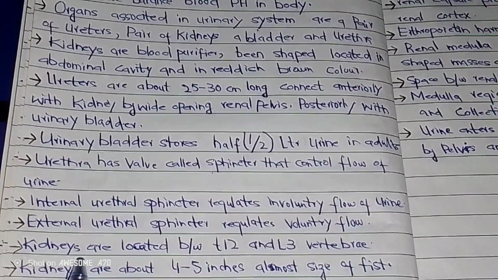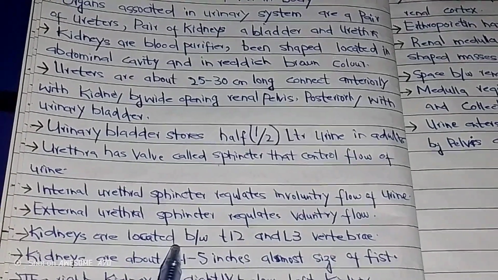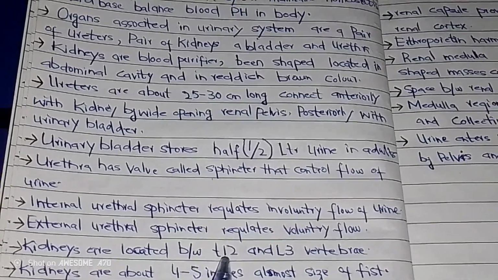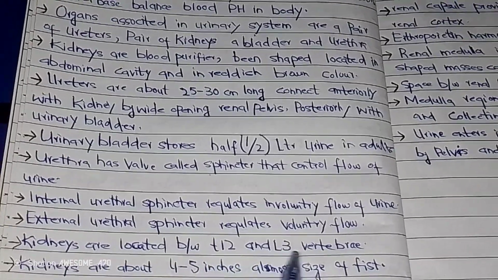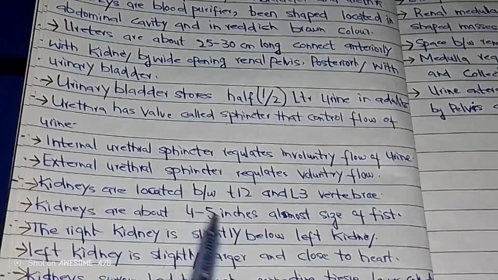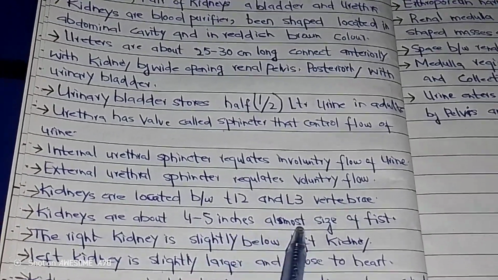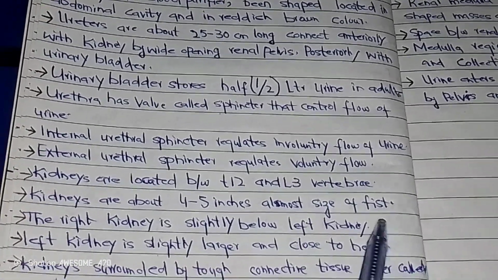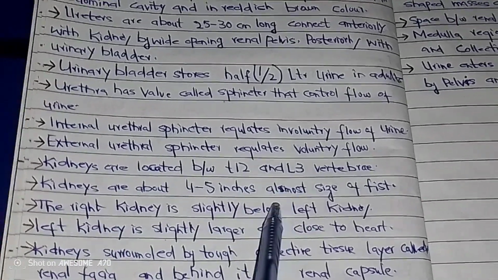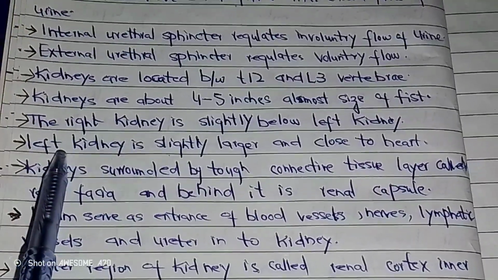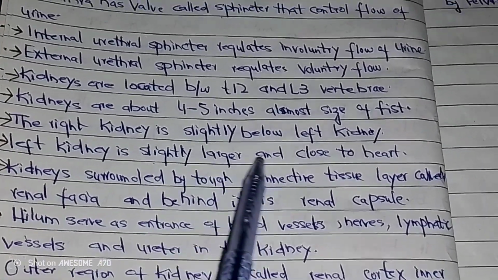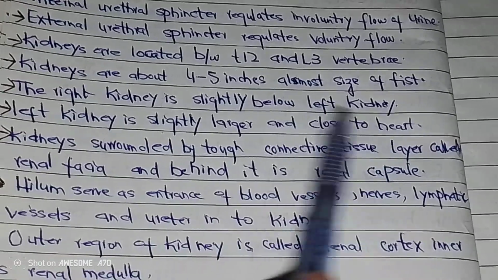And furthermore, kidneys are located between T12 thoracic and lumbar 3 vertebrae. Kidneys are about 4 to 5 inches, almost the size of a fist. The right kidney is slightly below the left kidney, and the left kidney is slightly larger and closer to the heart.